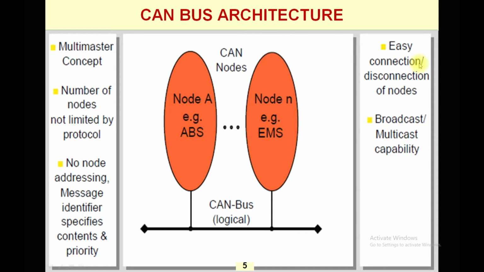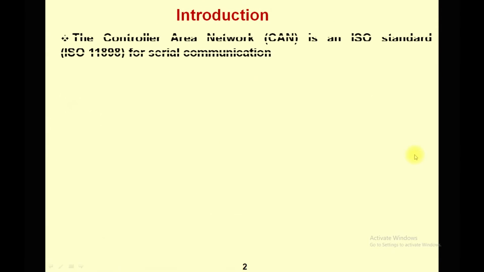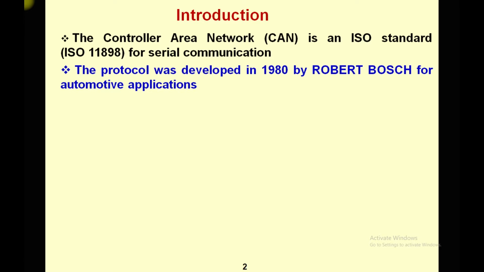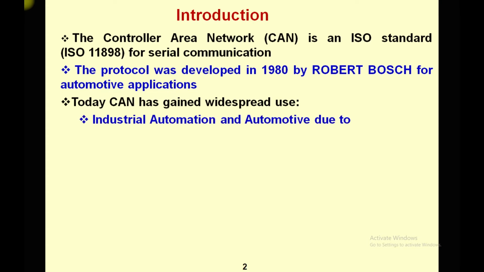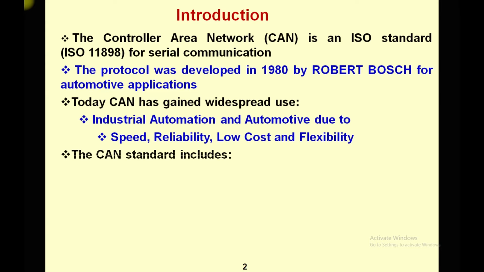It is easy to connect as well as disconnect nodes, and it supports broadcast and multicasting capability, as we see here. The controller area network is ISO standard 11898 for serial communication. The protocol was developed in 1980 by Robert Bosch for automotive applications. Today CAN is widespread in a lot of applications, not only in automobiles but also in industrial automation, because of its speed, reliability, low cost and flexibility.